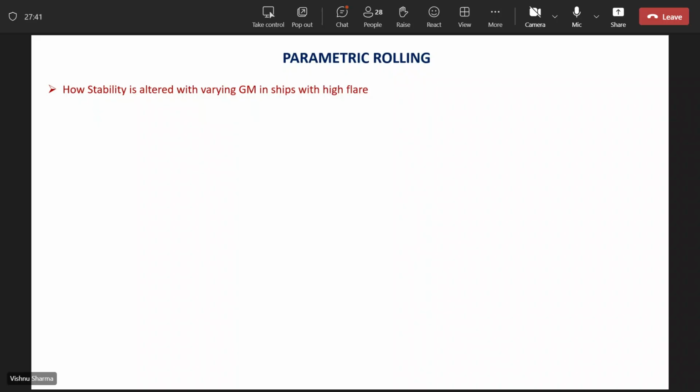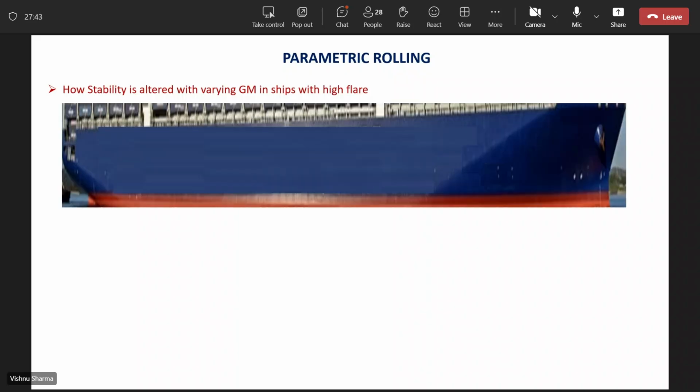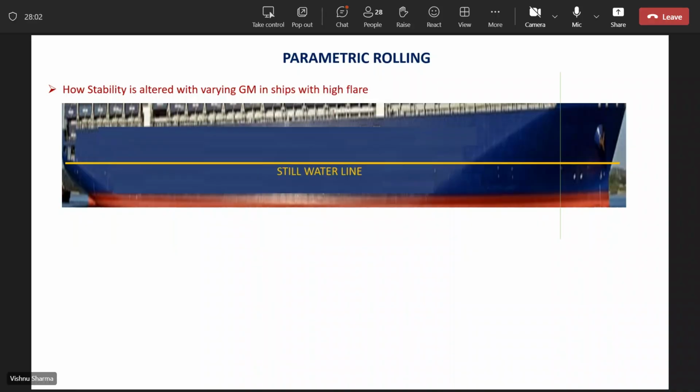Now guys, let us see this ship. Though I don't see much flare here, I could find this as one of the ships. Let us say it has excessive flare, okay? If it has excessive flare, let's visualize its cross-sectional area. This is the calm sea water line, let us say. Let us visualize the water plane cross-sectional area here. If you cut the ship here and see what is the cross-sectional area, what will you notice?